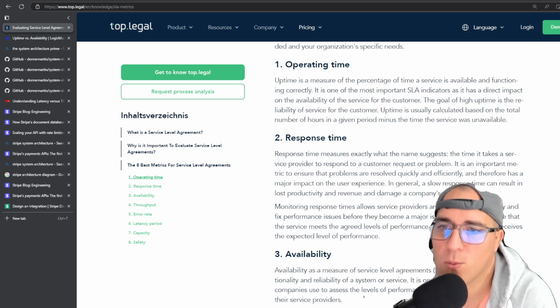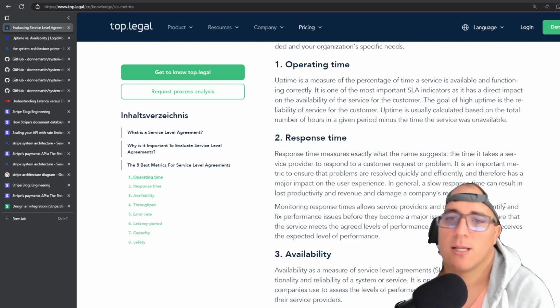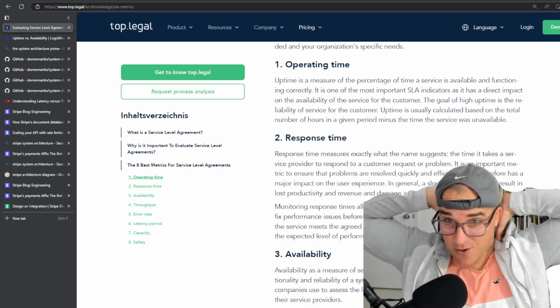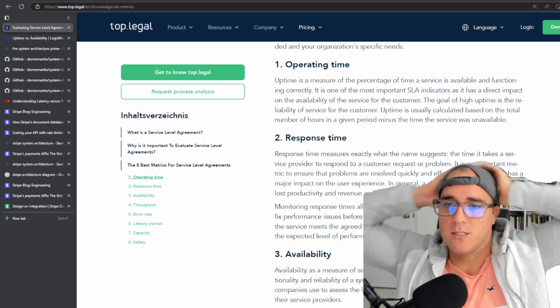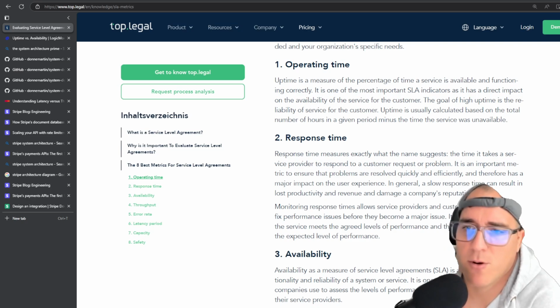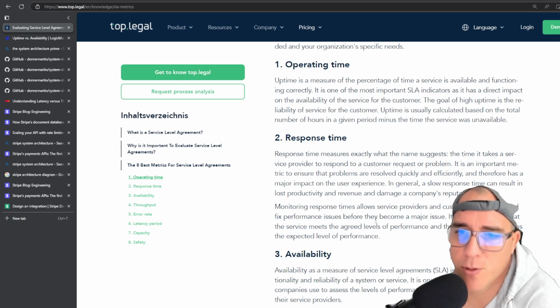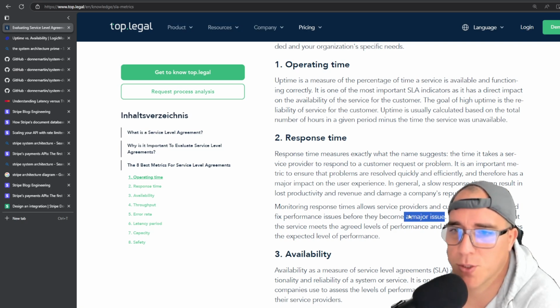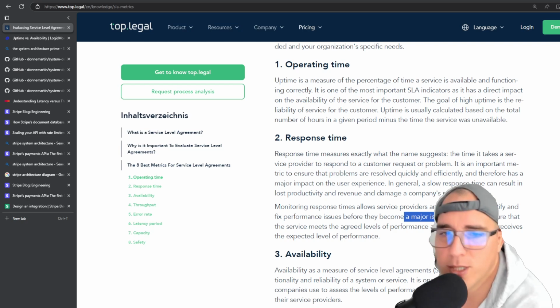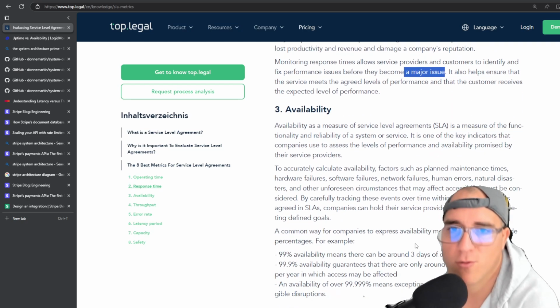Response time. Response time measures exactly what the name suggests, the time it takes a service provider to respond to a customer request or a problem. It is an important metric to ensure that problems are resolved quickly and efficiently, and therefore has a major impact on the user experience. In general, a slow response time can result in lost productivity and revenue and can damage a company's reputation. This is true. Monitoring response time allows the service provider and customer to identify and fix performance issues before they become a major issue. It also helps ensure that the service meets the agreed level of performance and that the customer receives the expected level of performance.